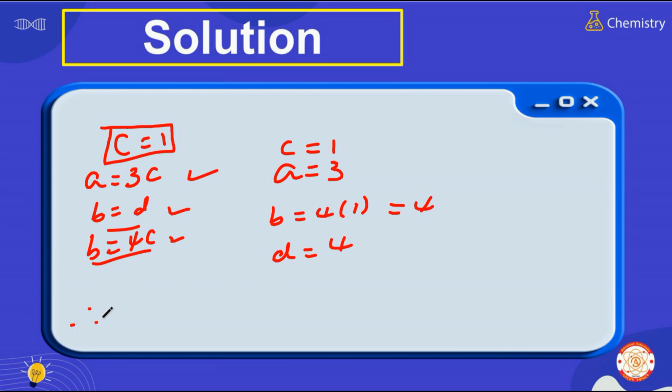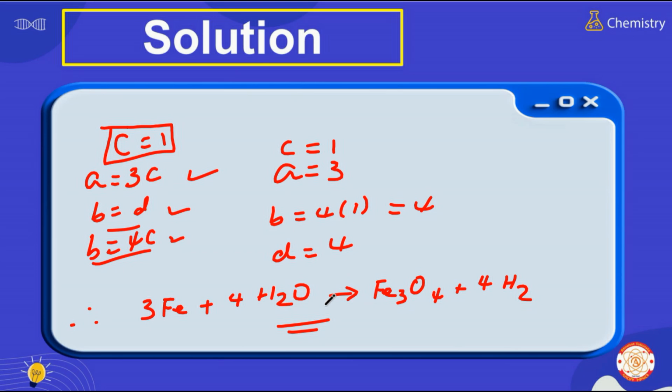Therefore, the balanced chemical equation will be 3 Fe plus 4 H2O gives Fe3O4 plus 4 H2. So this will be the balanced chemical equation.